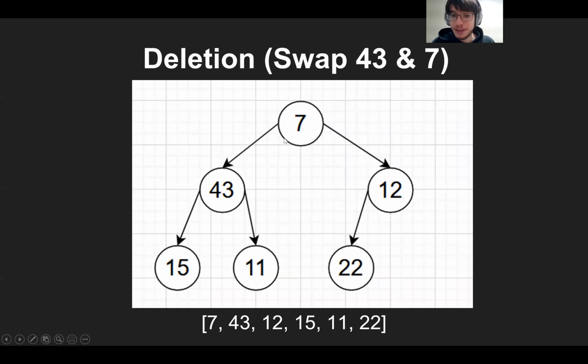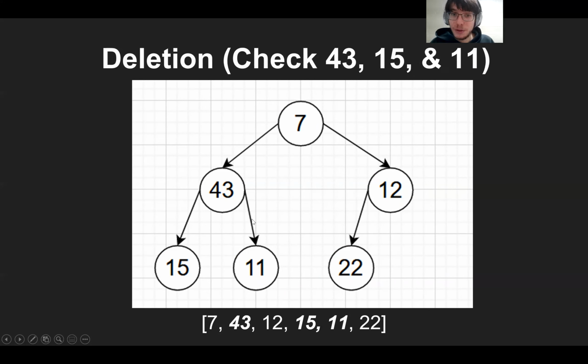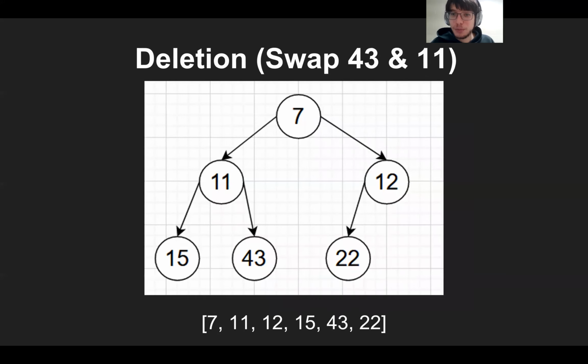Okay, perfect. Now we just keep going. We go recursively. We check 43 against 11 and 15. Whichever one's smallest becomes the root of the subtree, and 43 moves down, unless 43 is smallest, then it doesn't have to move. Well, we check. Oh, 11 is smaller. Okay, so it becomes the root of the subtree. And now 43 has reached a leaf, so we can't go any further.